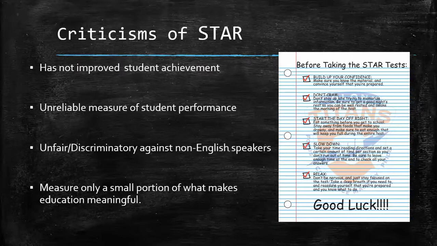Another criticism of STAR was that it was an unreliable measure of student performance. A Brookings Institution report found that 50 to 80% of year-over-year test score improvements were temporary and caused by fluctuations that had nothing to do with long-term changes in learning. So it might just have been the student's mood that day, if he got enough rest the night before, or things going on at home, or the environment around the student that might have caused such a difference in their scores year to year.